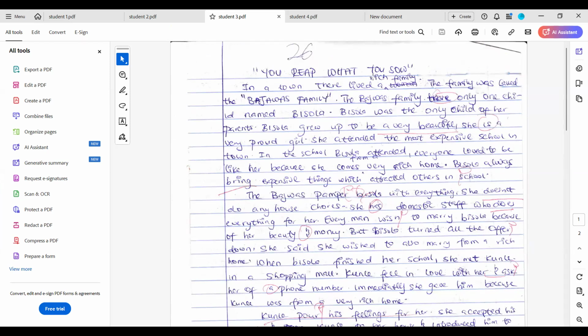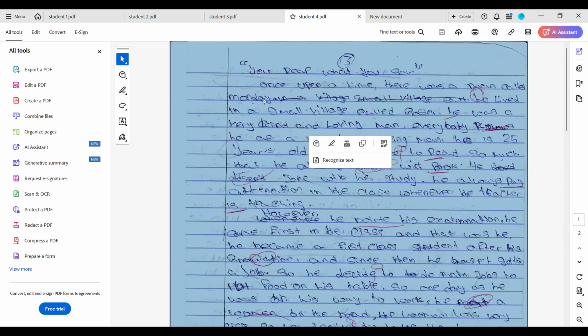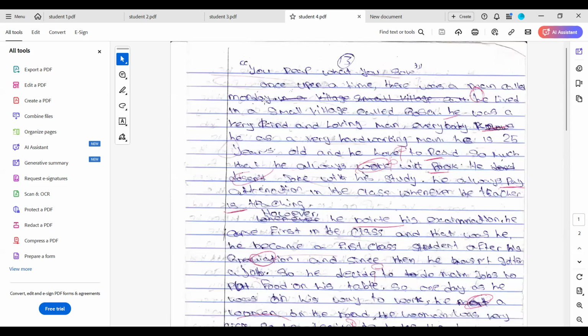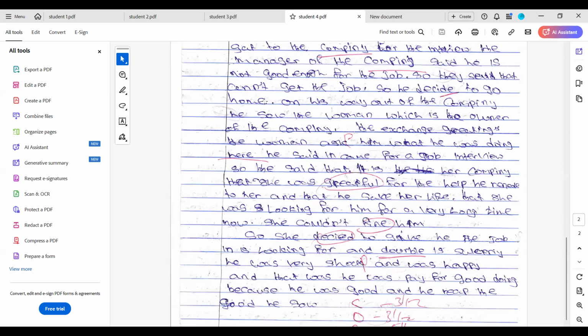So I think this is 4. No, no, no. I think we are back again to 3. Yeah. So this is 4 now. Let's see what you think we can suggest. You can give your views in the comments. Obviously this person has a lot of problem with tenses. There's a lot of problem with tenses here. But you may look at it.